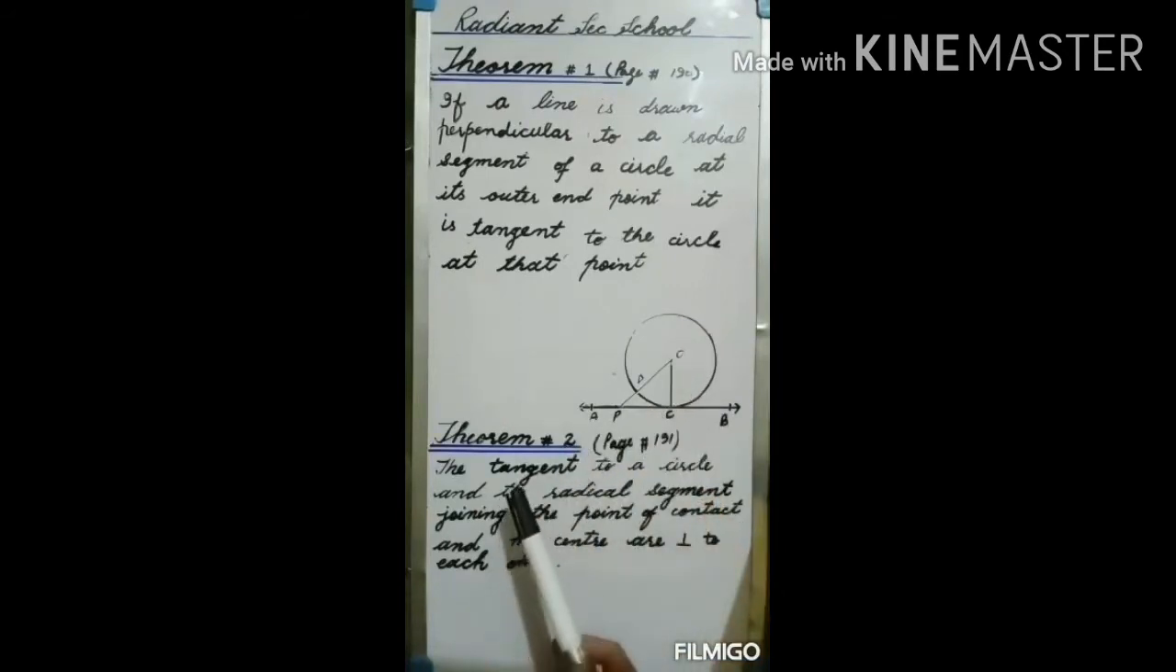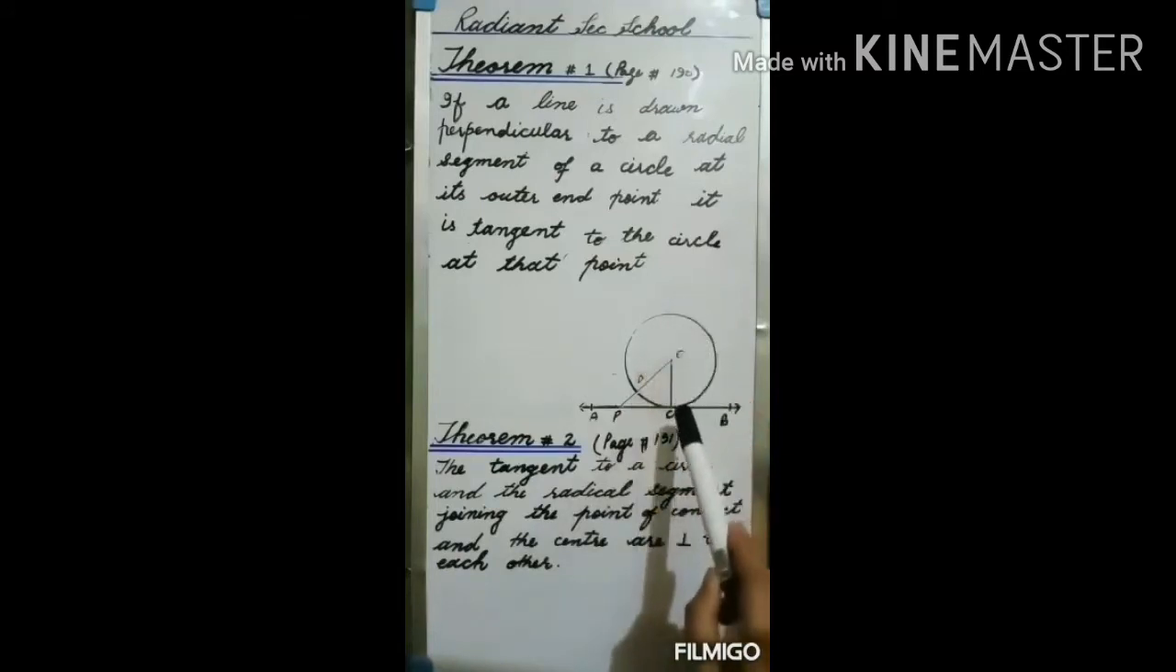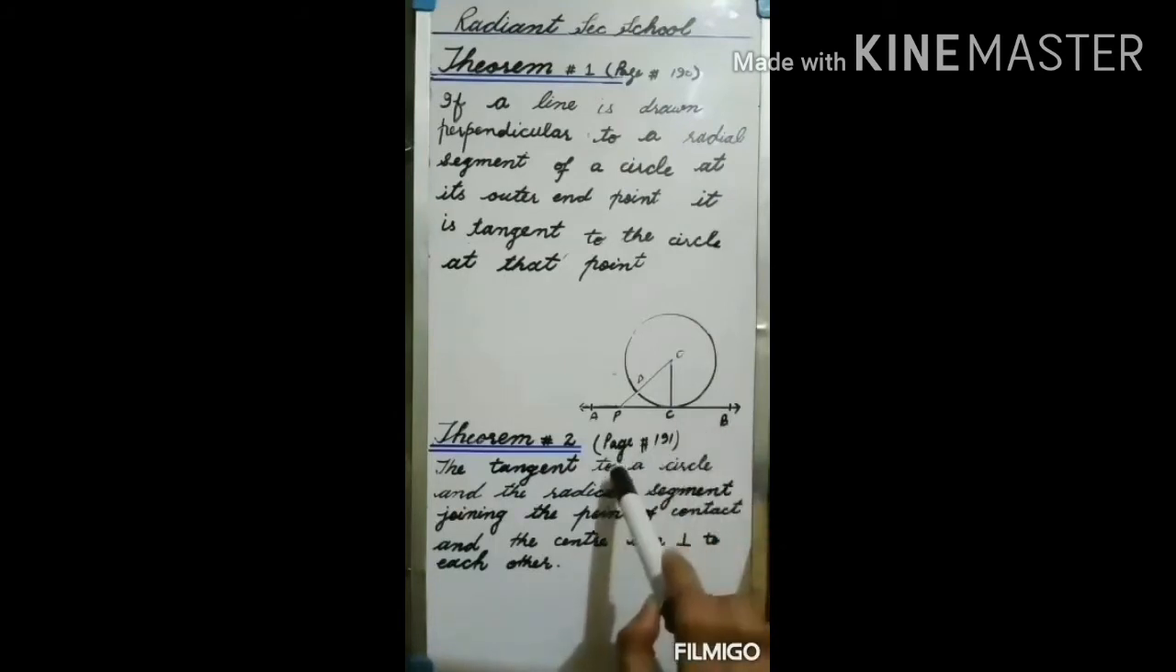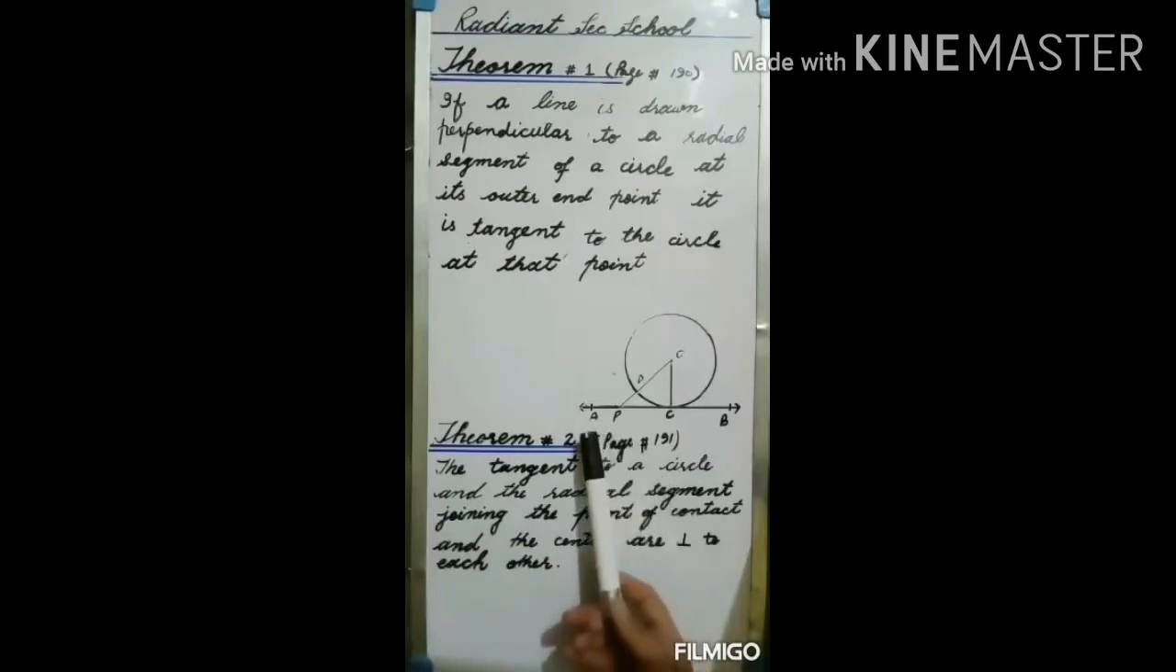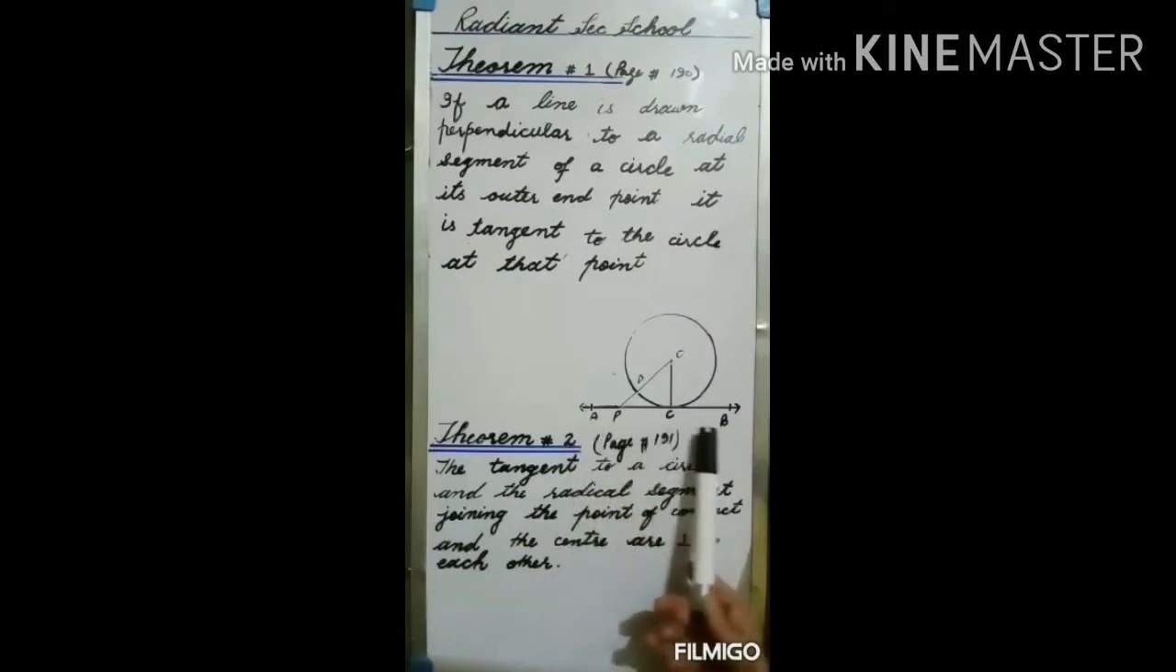Now come towards theorem number 2. It is given on page number 191. Here the tangent to a circle and the radial segment joining the point of contact and the center are perpendicular to each other. In the first theorem they said in the given that this line is perpendicular. But right now what they are saying is the tangent to a circle. Here firstly they have told that AB is tangent to the circle.